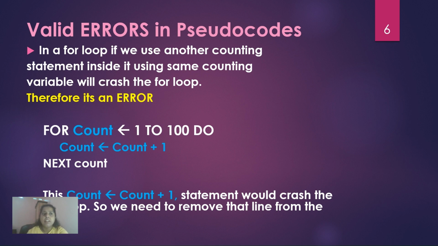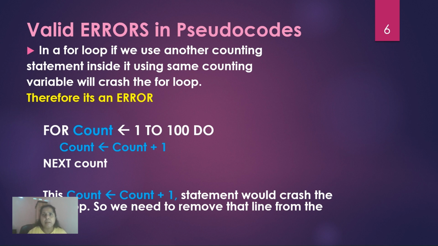In for loops, the counting variable actually manages the for loop. For count equals 1 to 100. This is the counter as well as the conditional statement used for the for loop. So if you use the same counting variable inside the for loop for a counting statement like this, that will definitely crash your for loop.